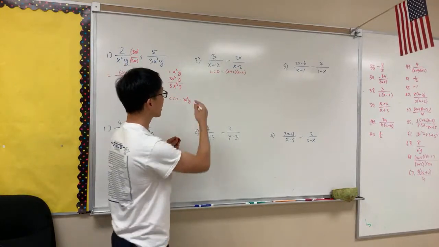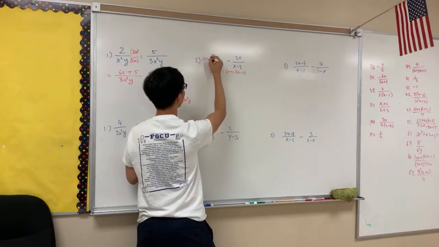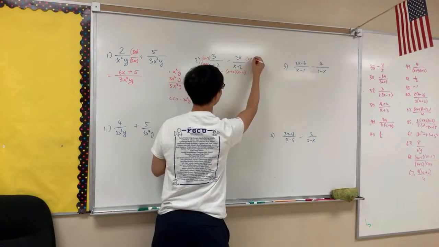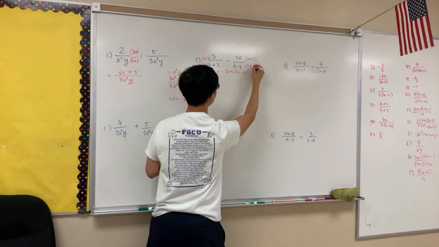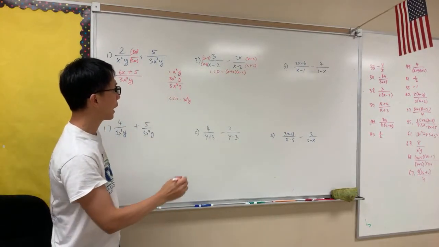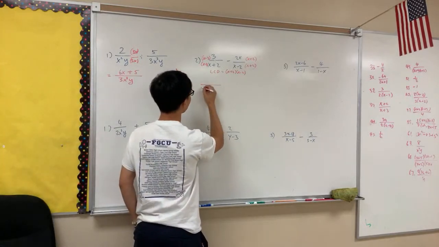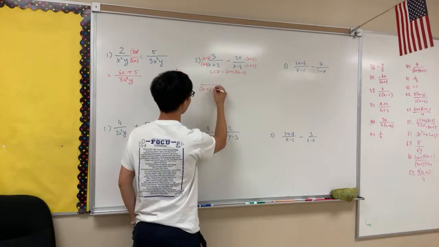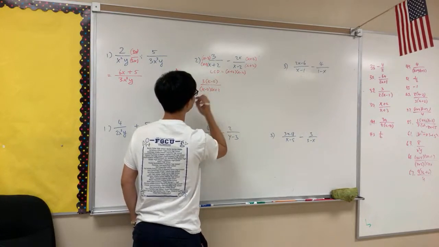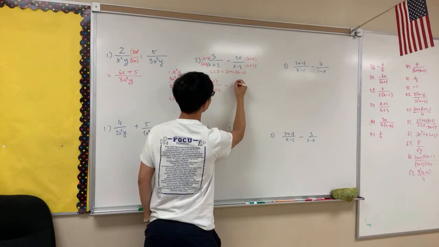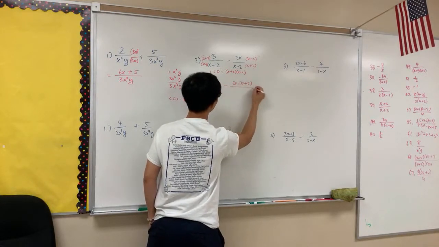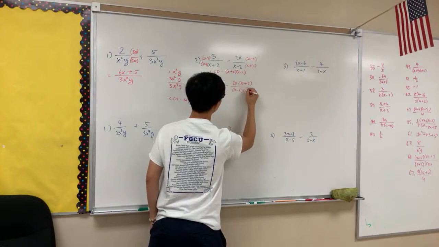So what I need is, on this side I need the x minus 2, and on this side I need x plus 2. Okay, so now on this side I will have x minus 2 times x plus 2. I'm going to have 3 times x minus 2. And now I'm going to have minus 2x times x plus 2 over x minus 2 times x plus 2.